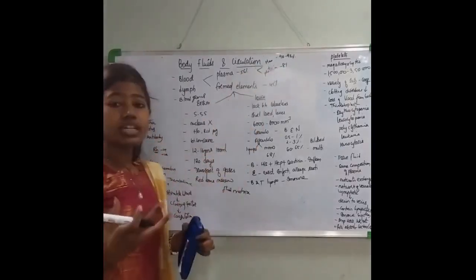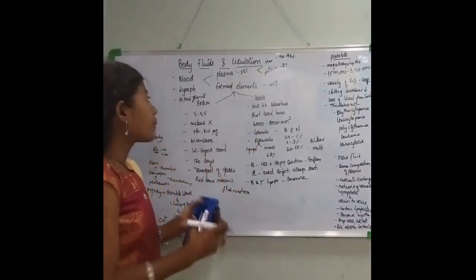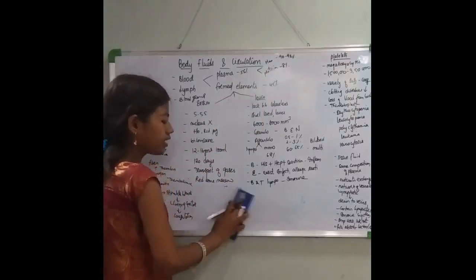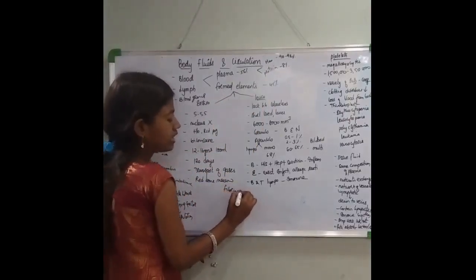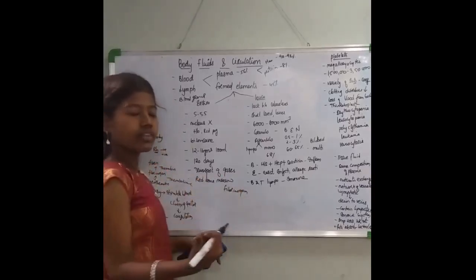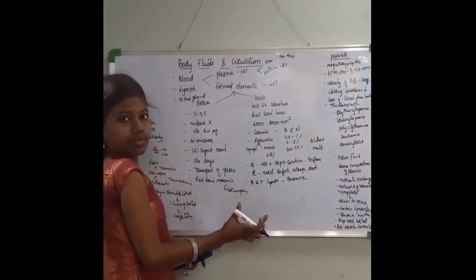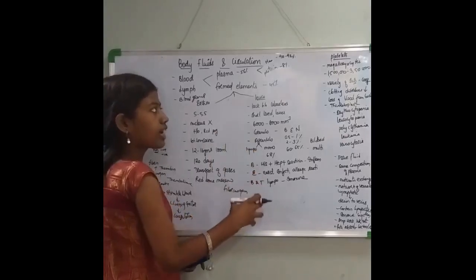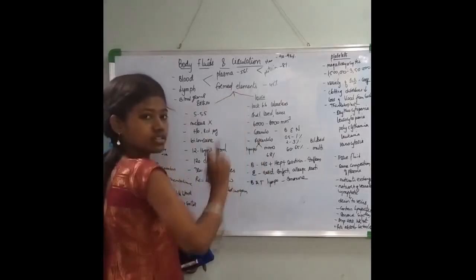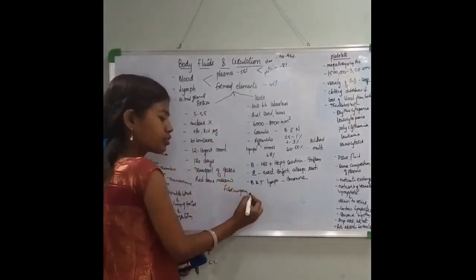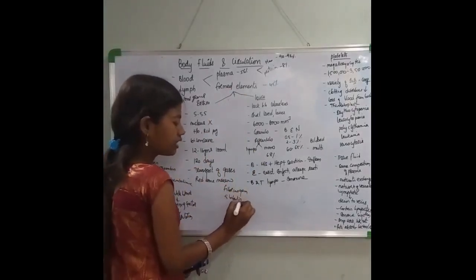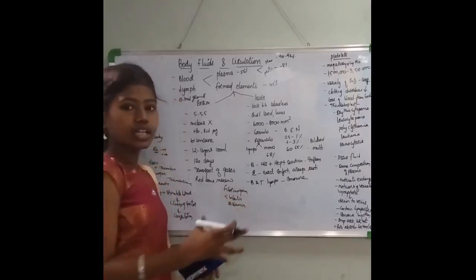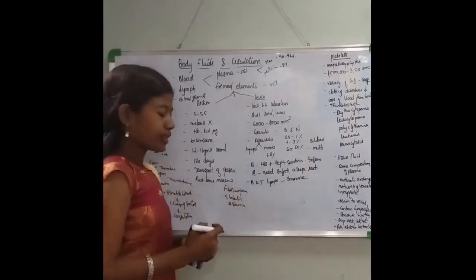When I talk about the proteins, the major proteins present in the blood are, first, fibrinogen. Fibrinogen is a clotting factor in an inactive form. All the clotting factors present in the plasma are in inactive form, and fibrinogen is one of them. Then you have globulin and then albumin. These are the major proteins of the plasma.